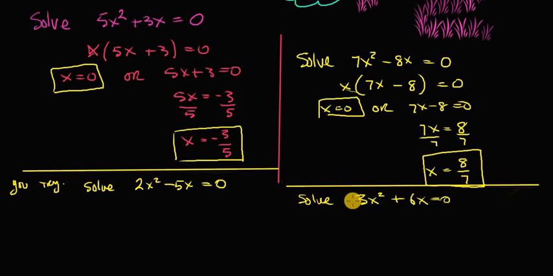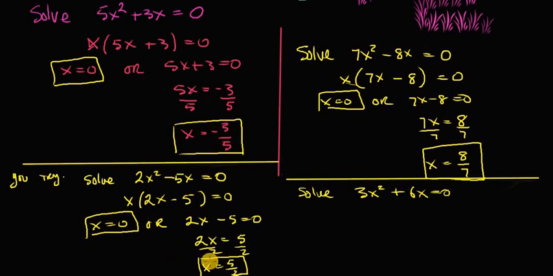Okay, here's two examples for you to try. Pause the video, have a go, and press play when you're ready to watch and see the solution. Okay, there's the first solution, x equals 0 or x equal to 5 over 2. Let's have a go at the second one now.